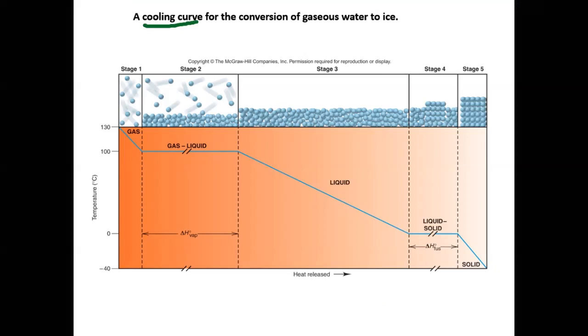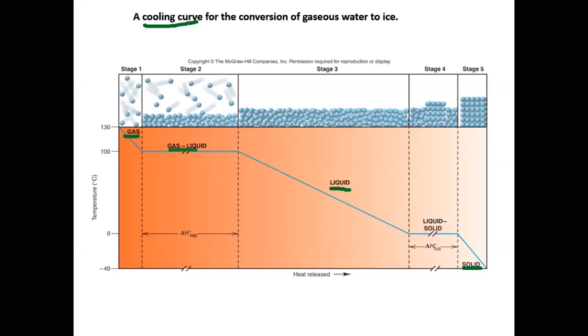So again, you'll notice as you look at this cooling curve that on the slants, we're only one type of physical state, a gas, a liquid, and a solid. But on the plateaus, we're going through a phase change. So we're going from one phase to another.